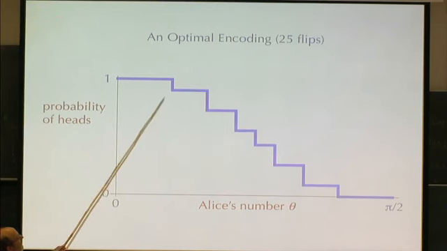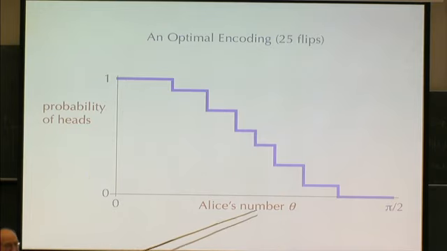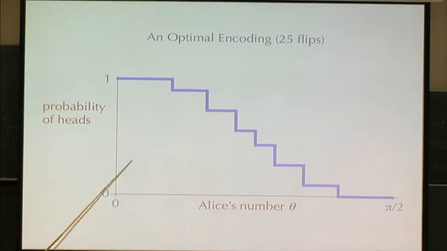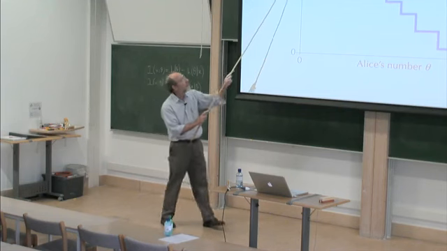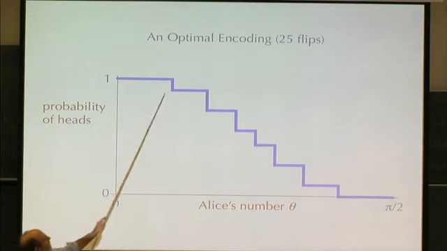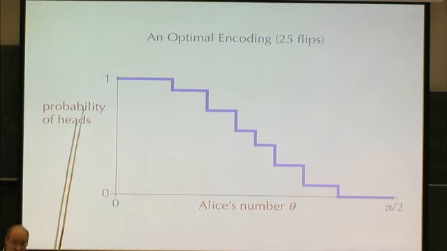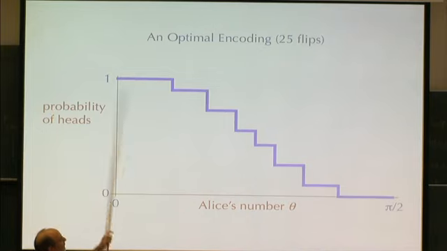And again, all that matters is, it's not the curve that matters. What matters is what are the values of probability that you're using, and with what weight are you using them? How much of the time are you going to be using probability 1? How much of the time are you going to be using this probability, and so on? That's what matters. But the curve is kind of nice to look at.